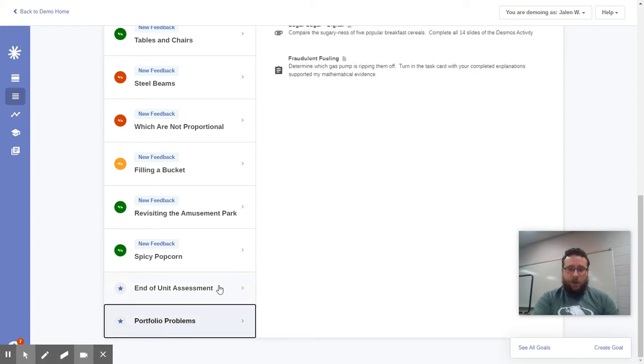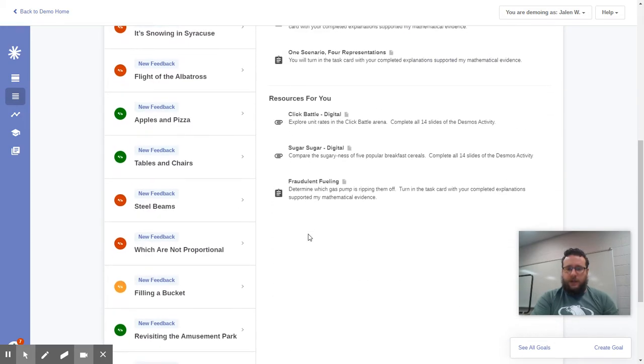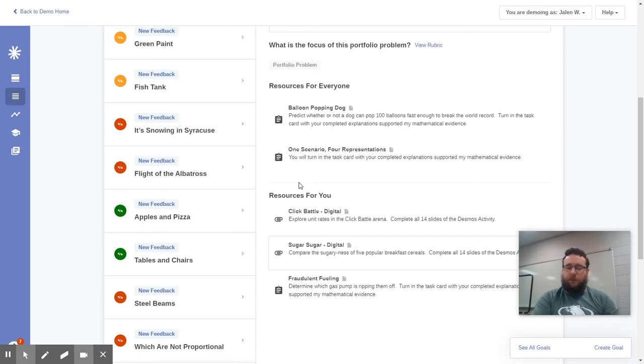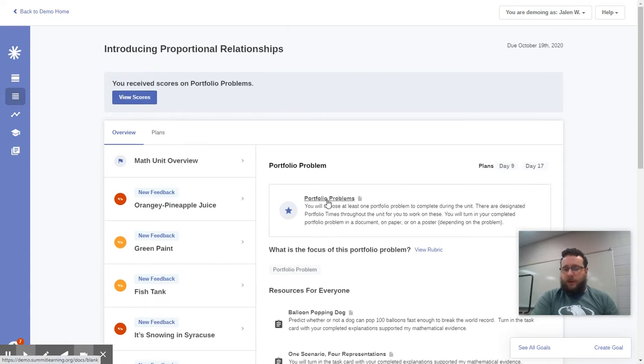Students often have choices when it comes to portfolio problems. In fact, if you click on the portfolio problems and scroll, you will see that there are usually multiple options that students can pick from. When they are ready to submit, they will either submit on paper or take a picture of it and put it on the platform by clicking on the portfolio problem submission link.